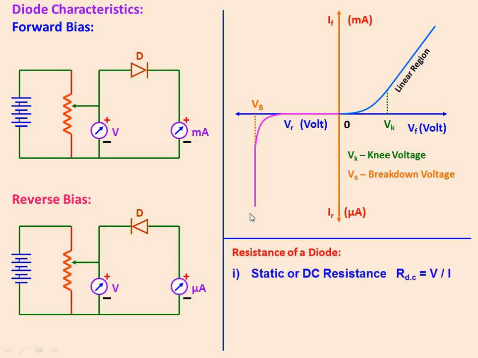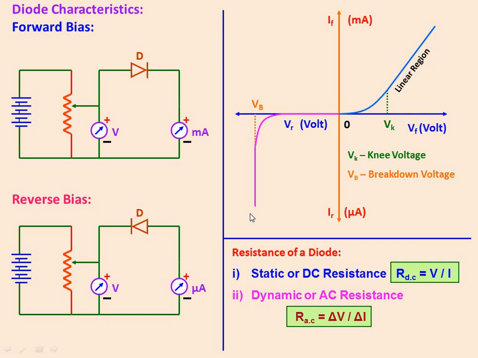Now if you consider the resistance of the diode, static or DC resistance we can give as R_DC equals V by I, and dynamic or AC resistance we can call R_AC equals delta V by delta I for a fixed value, and of course the variation in that. While solving problems it will be useful for you. So are you getting the point here? Okay?